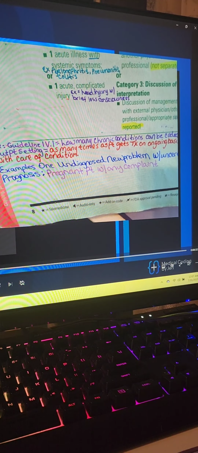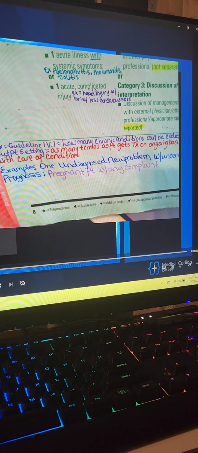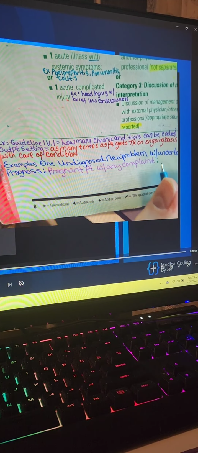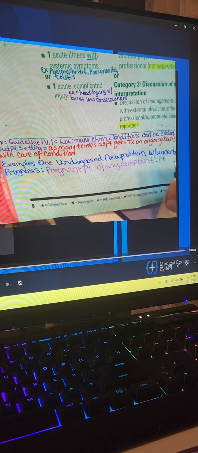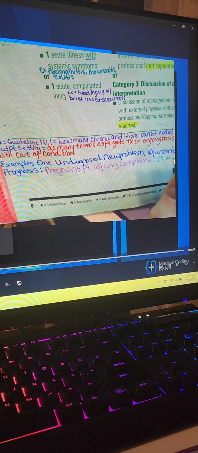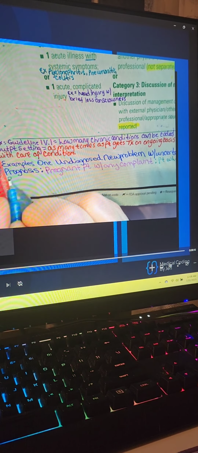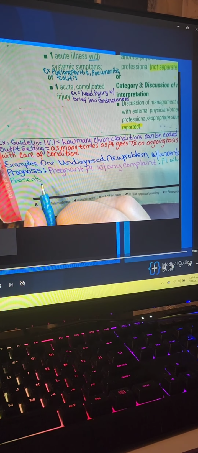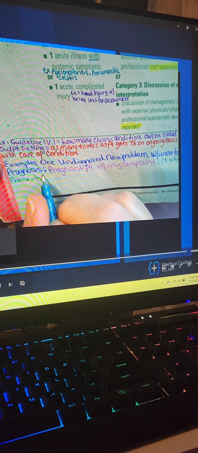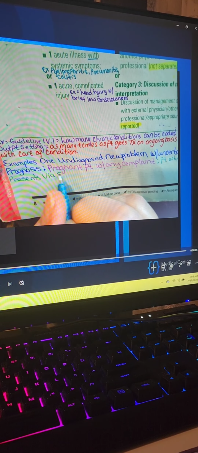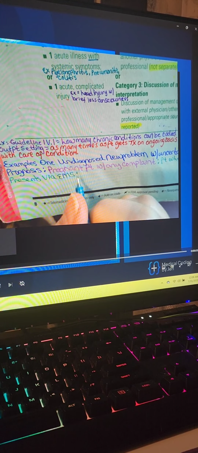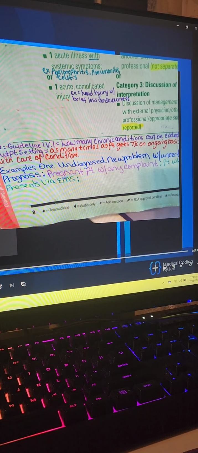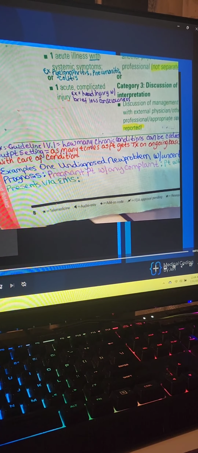What about a patient? Another example would be a patient who presents via EMS or ambulance. That would end up being also a moderate element for the number and complexity of problems addressed.